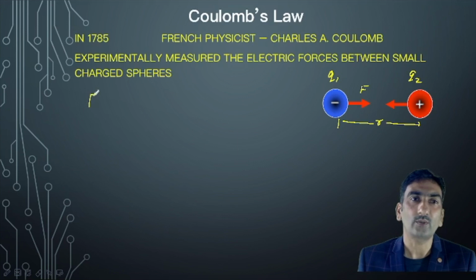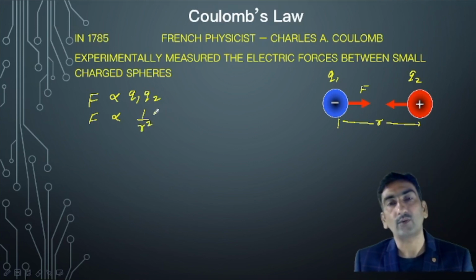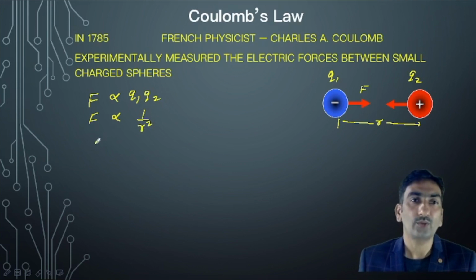According to this law, the force of attraction or repulsion between these two charged bodies is directly proportional to the product of their charges q1 and q2, and inversely proportional to the square of the distance between them. That was on the basis of observation. If you combine these two terms, we can write q1 q2 over r square.